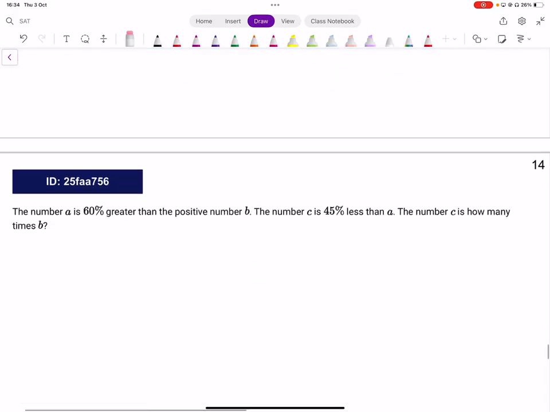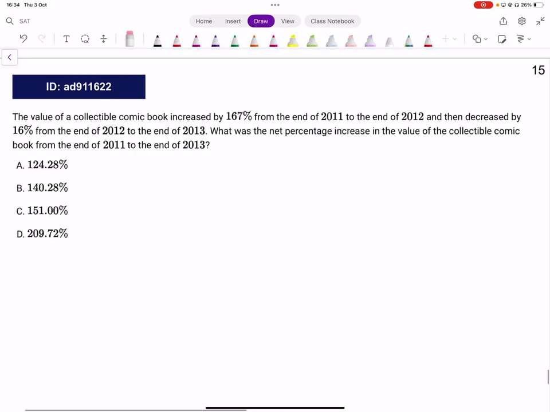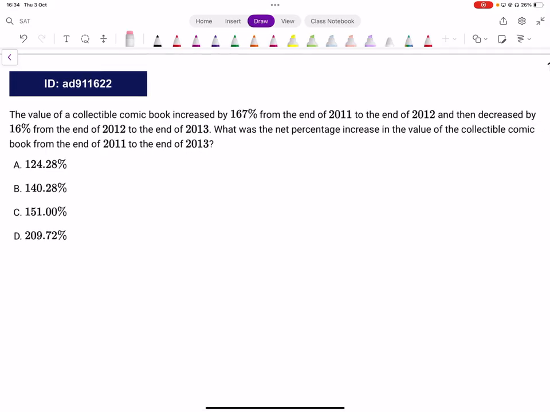Okay, the next one and the last one from percentages is 15. The value of a collectible comic book increased by 167% from 2011 to 2012. By 167%. What does that mean? Increase by 167%. If initially it was 100%, it becomes 267%. Right? That's an increase by 167. If it's at 167, that would just be 167%. Okay?